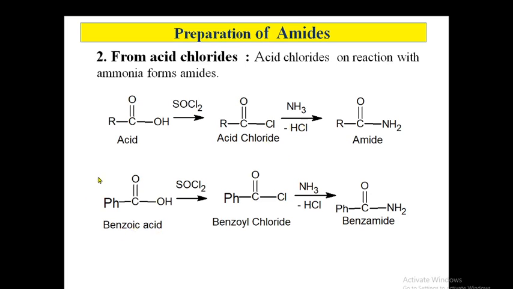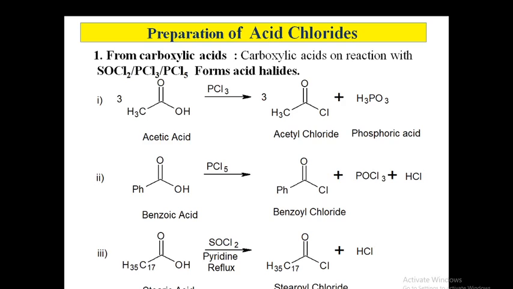For example, if you are taking the benzoic acid, it first reacts with the thionyl chloride, forms benzoyl chloride, which further reacted with the ammonia. With the elimination of HCl, final product formed is benzamide. So this is the simple preparation of amides from acid chlorides.